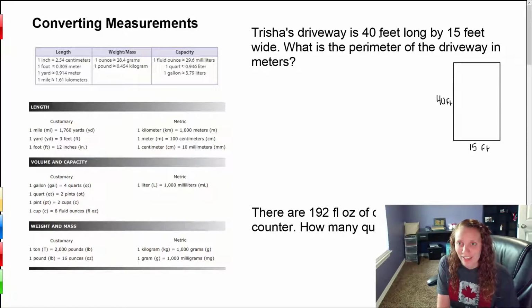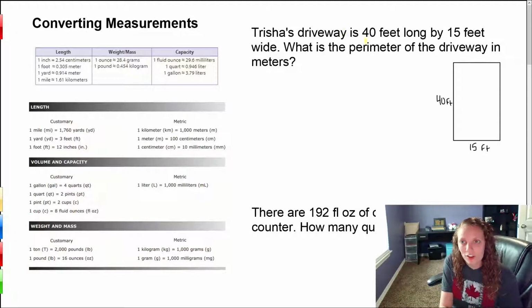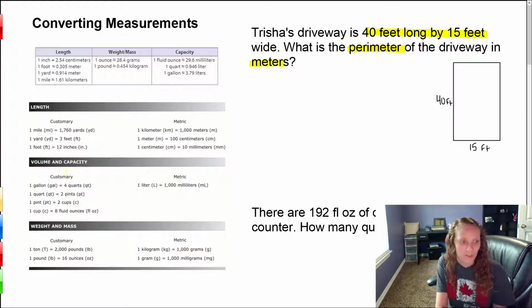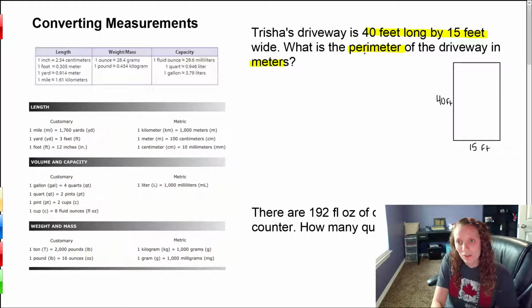Trisha's driveway is 40 feet long by 15 feet wide. What is the perimeter of the driveway in meters? So I see a couple of things happening here. First of all, it's asking for the perimeter of the driveway in meters, and we began with feet. So first let's start with finding the perimeter. Remember the perimeter, or you could think the rim, we're looking for the distance of the rim of the shape.